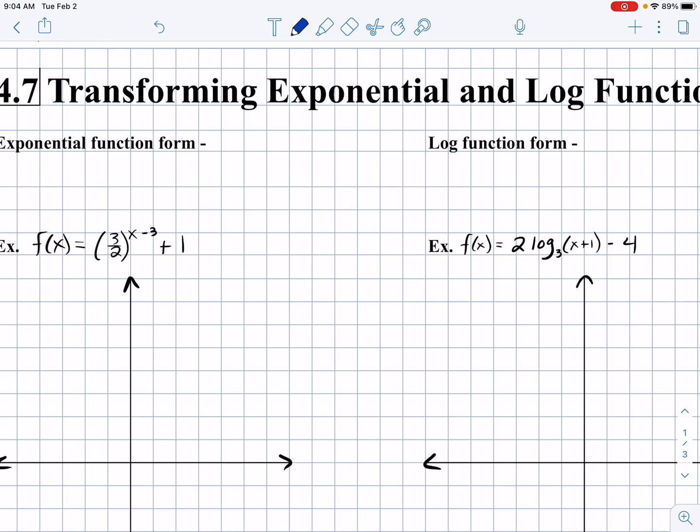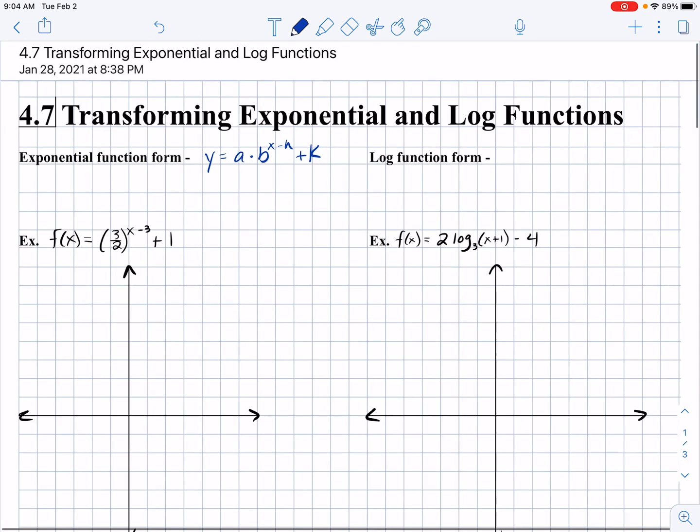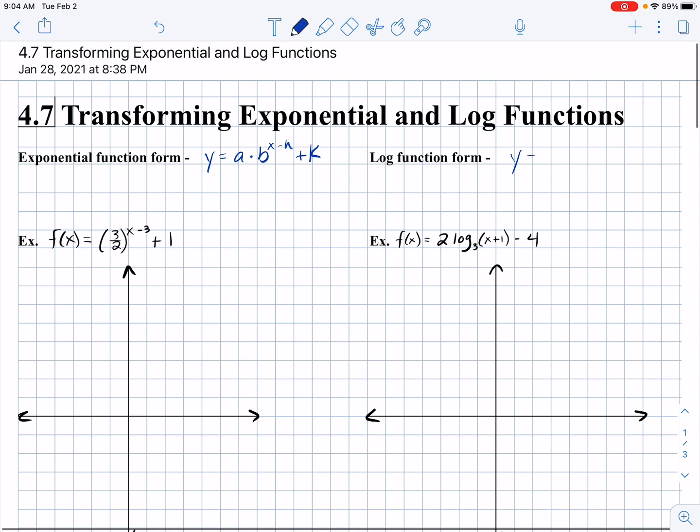So exponential function form, y equals a times b to the power of x minus h plus k. Log function form, y equals a times the log of x minus h with a base b plus k.